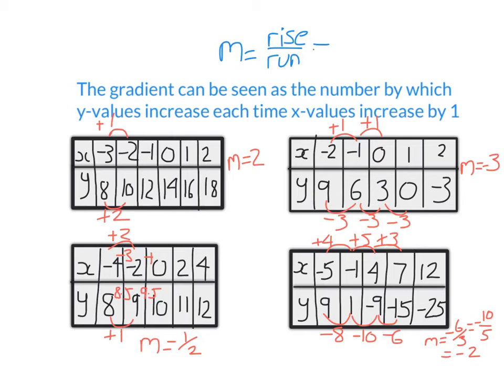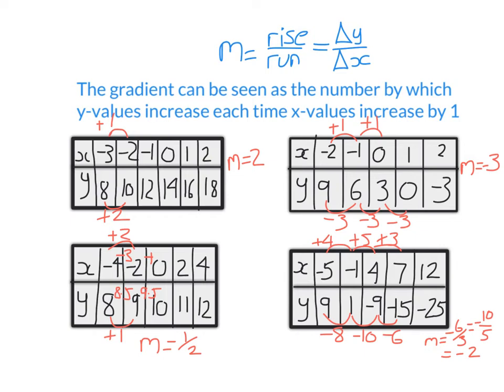Rise is the change in y, which we write like this with the little triangle, and the run is the change in x. The gradient is how much y changes divided by how much x changes. And that's how we got it here. What was happening? X went up by 4, the change in x was 4, and when that happened, the change in y was minus 8, so the gradient's minus 8 over 4, which gave us our answer, minus 2.